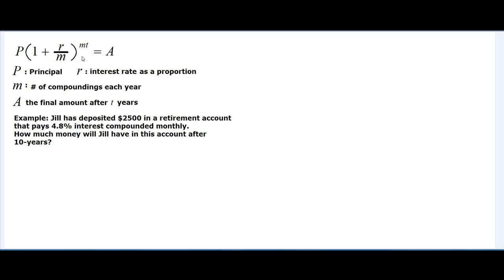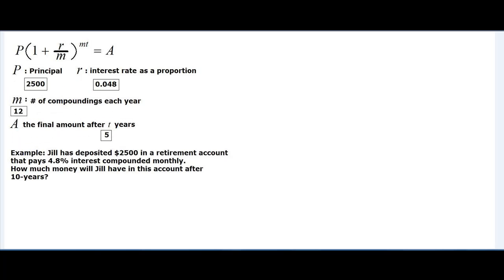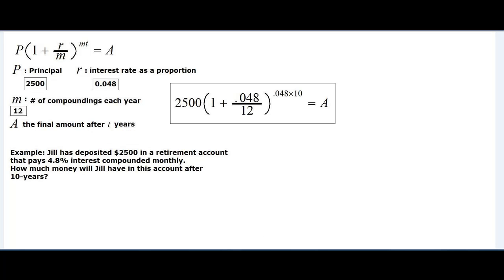So let's compare all the ingredients of our formula for this example. So here the principal is how much? $2,500. The interest rate is 4.8%, so as a proportion that changes to 0.048. The compounding is monthly. That means there are 12 compoundings each year, okay? Now that 5 was of course a mistake. So this is 10 years. So we have T equals 10 years in this case.